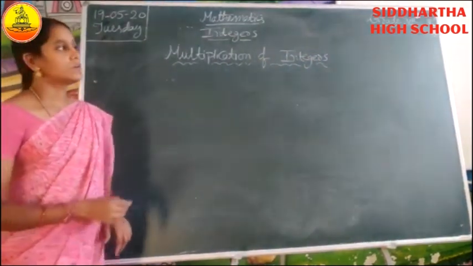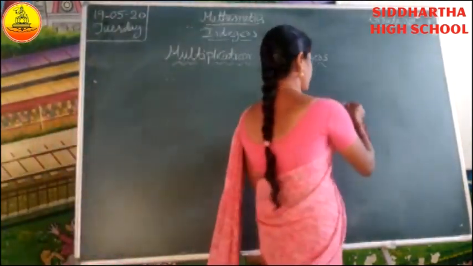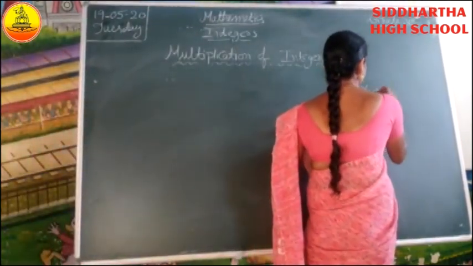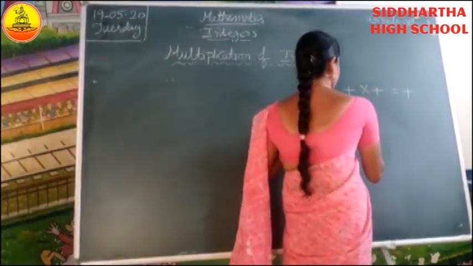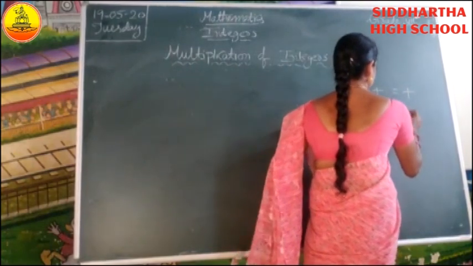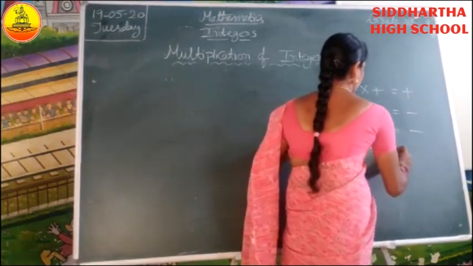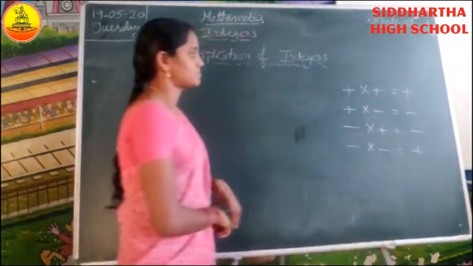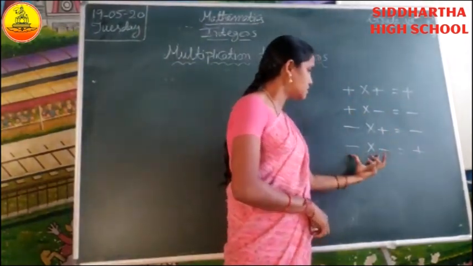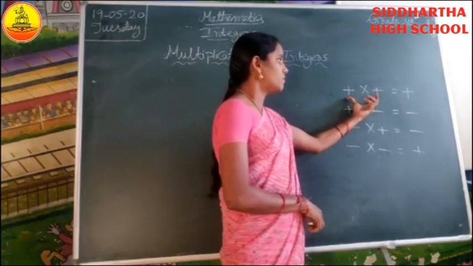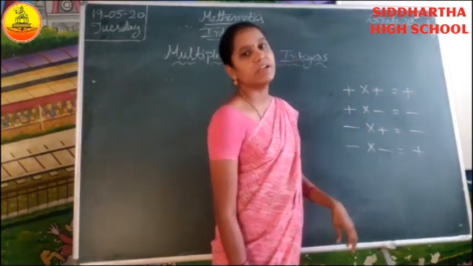So here, first, how to multiply. Before going to that we have to know this one: plus into plus, what is the value? Plus. Plus into minus, minus. Minus into plus, minus. Minus into minus, plus. Plus into plus, plus. Minus into minus, plus. That means if the symbols are the same and you do multiplication, you get plus. If different symbols are there, if you do multiplication, you get minus.